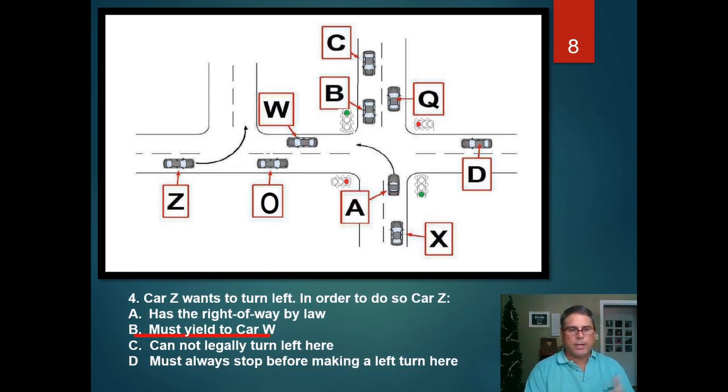All right, same picture again. I don't know why the answer is already marked, but car Z wants to make a left turn, so we're looking right back here. Car Z wants to make a left turn. In order to do this, does car Z have the right of way? No, it must yield to car W. All right? So let's go to the next one.